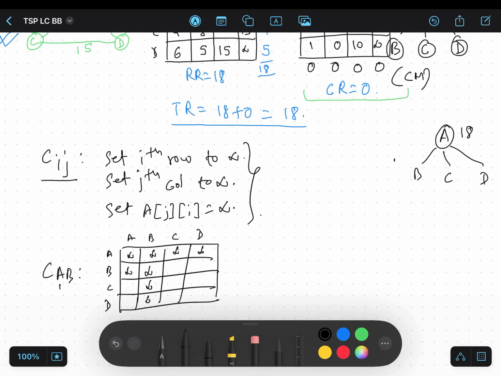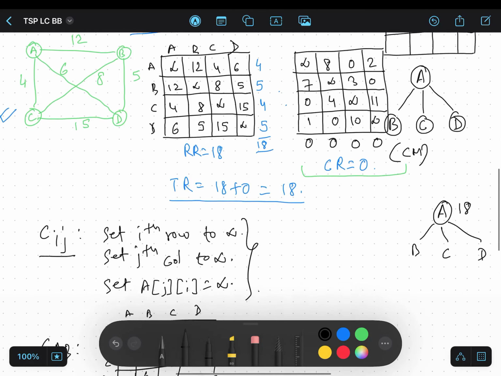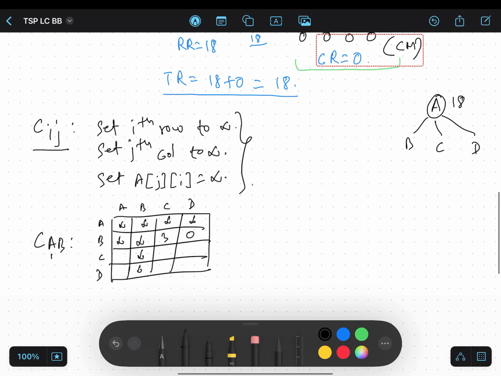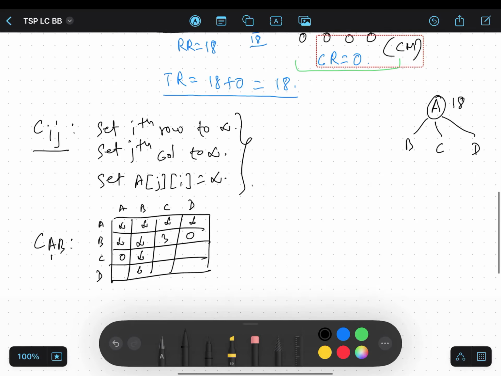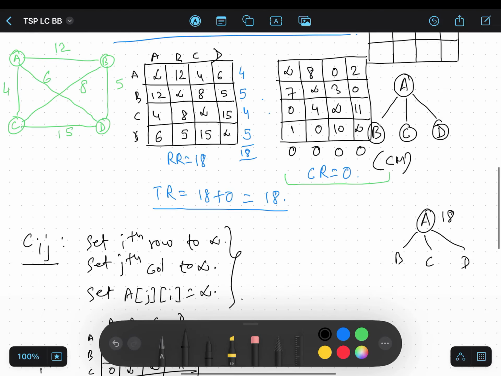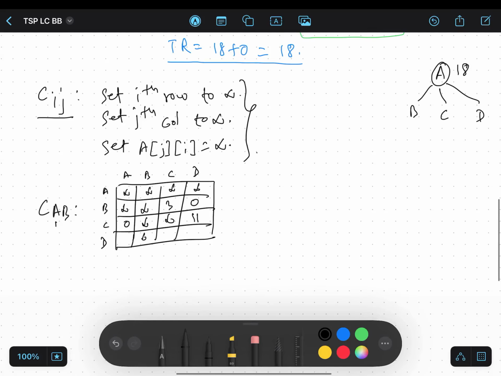And then the rest of the values are going to come from the current matrix, which is 3 and 0, 0, infinity 11, 1, 0, 10, infinity 1. This is already infinity, 1, 0, 10 and infinity.